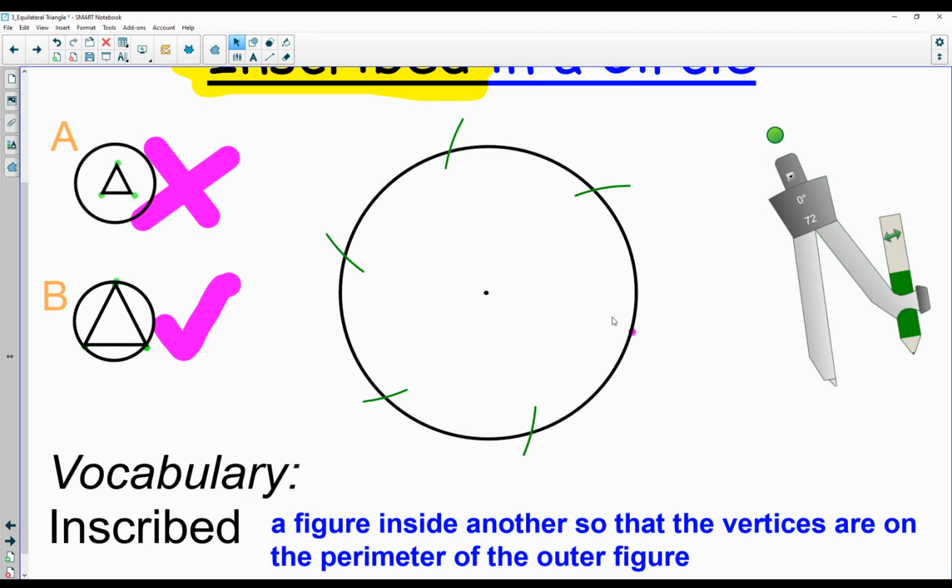And here I have it. So right now, this is all the work to show that I'm creating my equilateral triangle that will be inscribed in this circle. But the triangle is not created yet. I just have the work. I have to finish it.